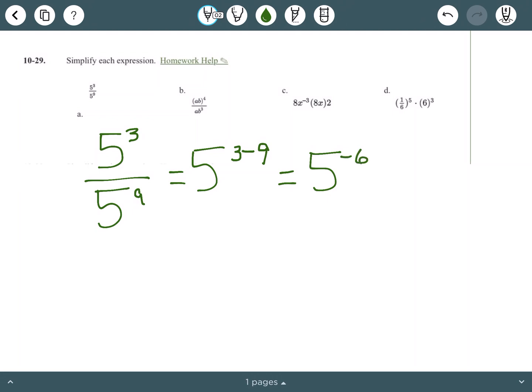Now, we do not prefer negative exponents, and there's something that we can do to get rid of that exponent. And that is, we can switch it to 5 to the positive 6th, but we have to take the reciprocal, which would end up being 1 over 5 to the 6th. All right, and that is our answer for A. Again, you want to make sure you're writing down all of these steps. It's a really important thing to do in helping you to remember and stay sharp at these problems.